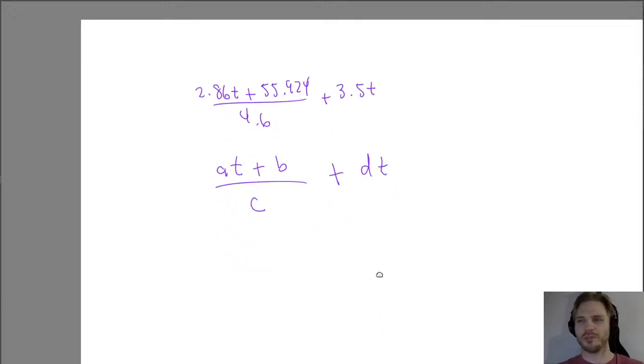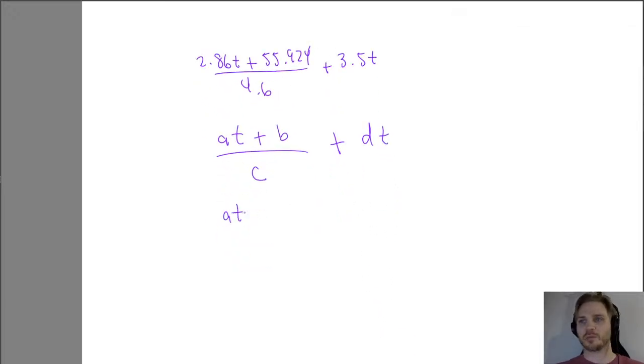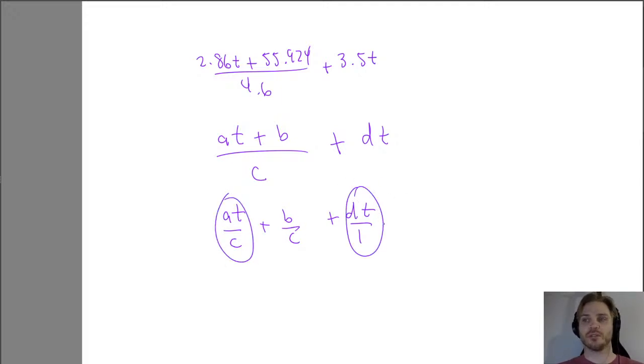But if you think about how you add fractions, this first bit is a over c plus b over c, and then we've got dt. Now here dt doesn't have a common denominator. Its denominator is 1. So I need to get a common denominator between these two in order to be able to add them. So what I did was I multiplied by 4.6 over 4.6. This is equal to 1. You can always multiply by 1.